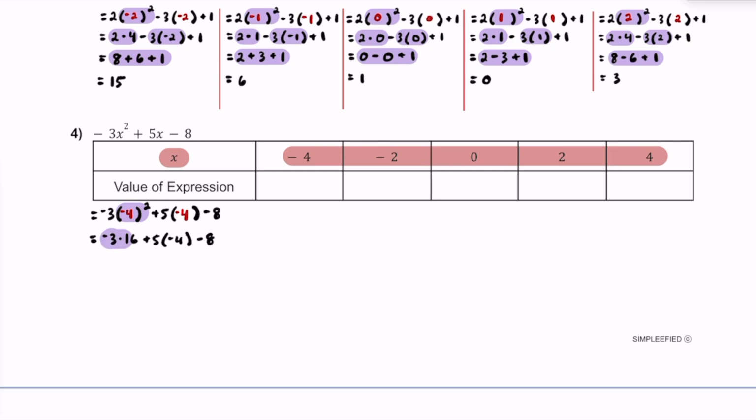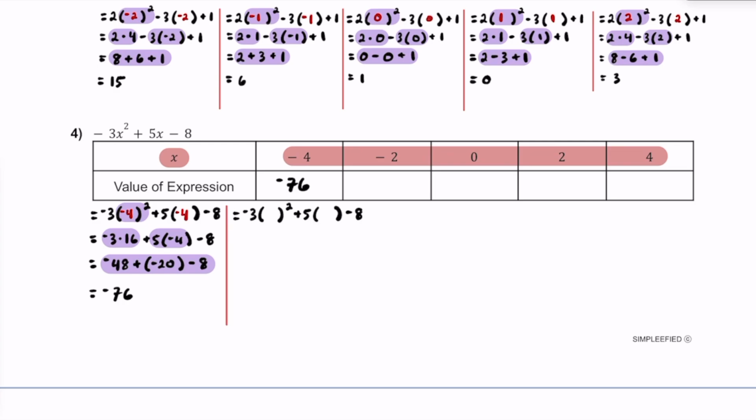Now we have 2 multiplication problems, so negative 3 times 16 and 5 times negative 4. So negative 3 times 16 is negative 48, and then 5 times negative 4 is going to be negative 20, and then we're going to go ahead and take away 8 afterwards, right? So negative 48 plus negative 20 is negative 68, right? And negative 68 minus 8 is going to be negative 76. So if x was negative 4, I think this expression would be equal to negative 76.